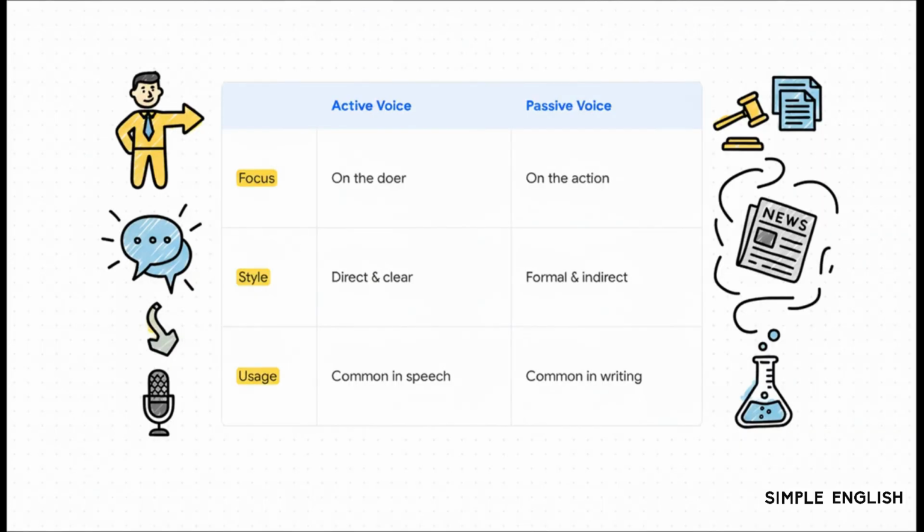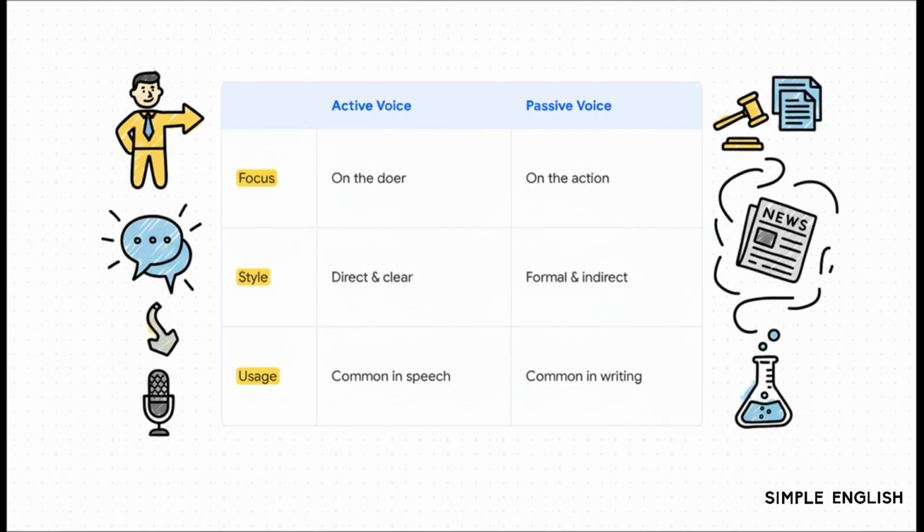Okay, so let's put this side by side. Active voice, it's all about the doer. It's direct, it's clear, it's how we talk. Passive voice, the focus is on the action or the thing the action happened to. It's more formal, more indirect. That's why you see it all the time in things like news reports or scientific papers.